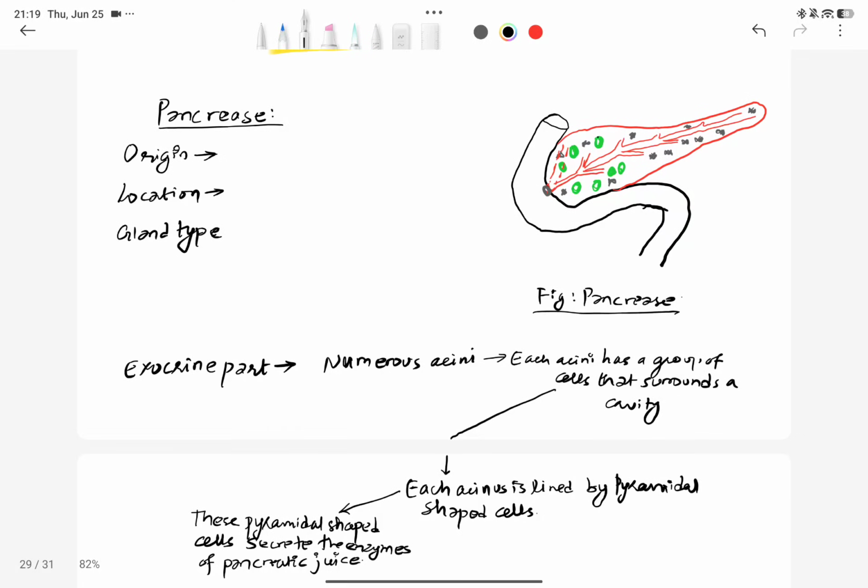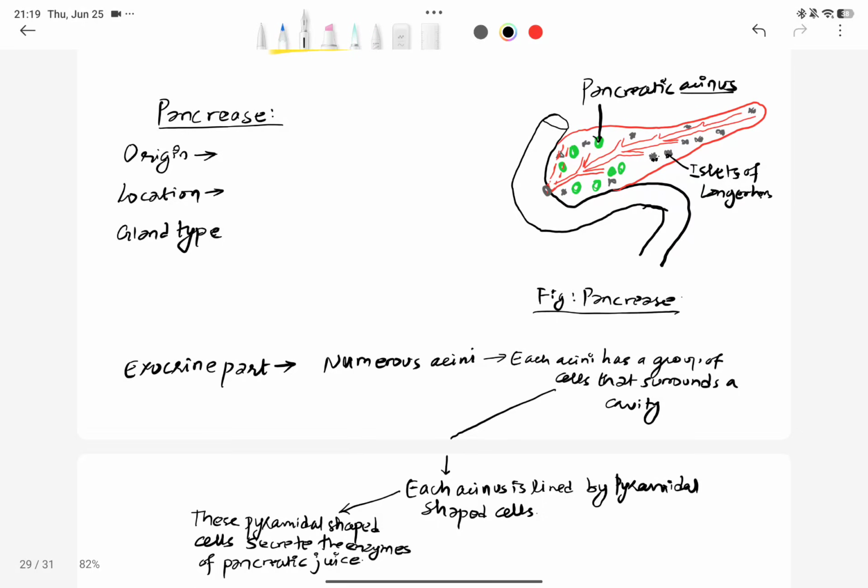So this green structure is the exocrine part of the pancreas, known as the pancreatic acini. Simply, we call it acinus. Acinus means singular and acini means plural. And there are these dotted structures. These are the endocrine parts of the pancreas, known as the islets of Langerhans.